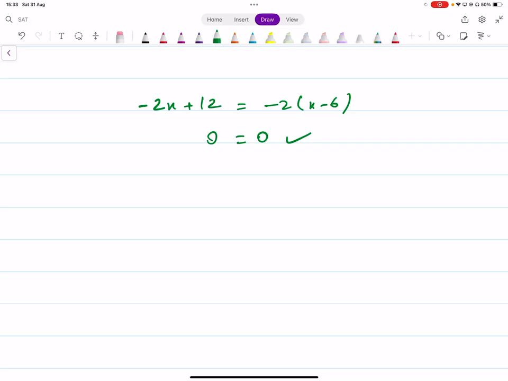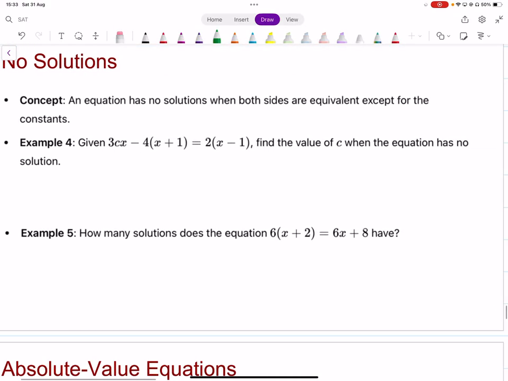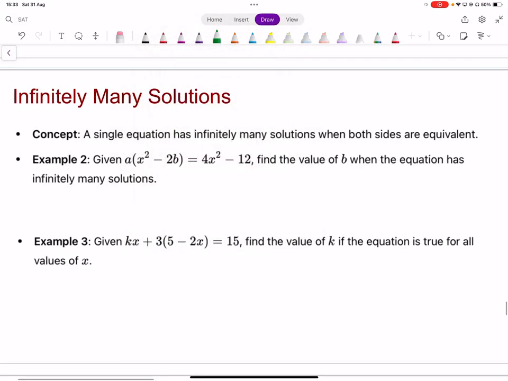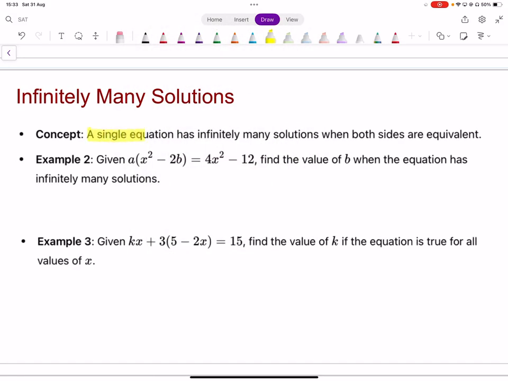So when do you get infinitely many solutions? When you have the same function being solved with itself. All right? When you have two identical functions that you're solving with each other. Is that okay? When you have an equation in which both sides are equivalent, on the left hand side and the right hand side, they're identical to each other, you get infinitely many solutions.